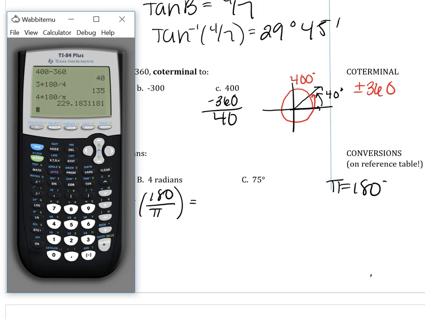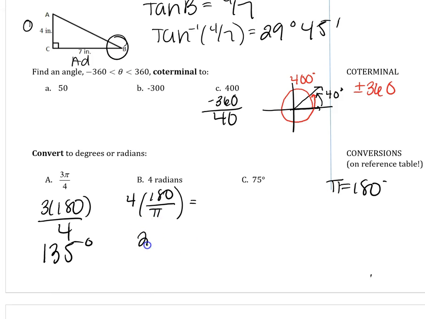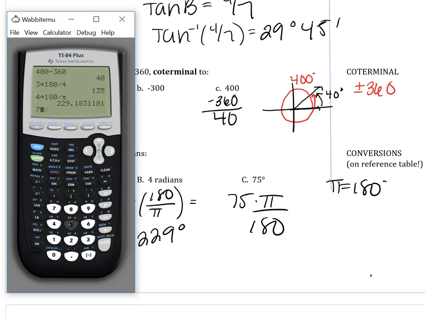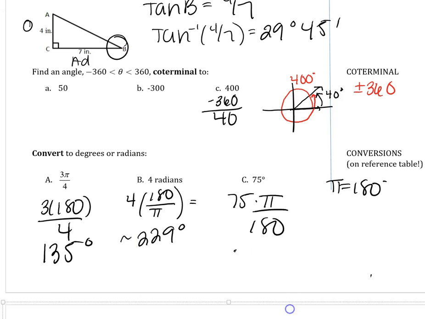Okay, so 229 degrees about, we'll say. 75 degrees to radians, I multiply by pi over 180. Notice how that's the exact opposite of what I did in B. And then I reduce the coefficients. So 75 divided by 180, so 5 pi over 12.